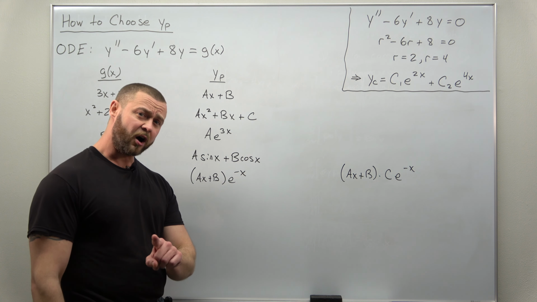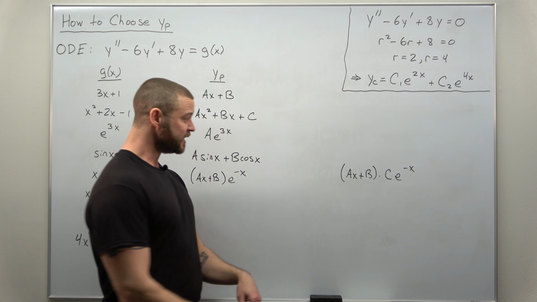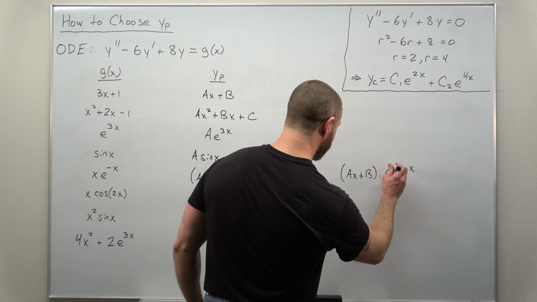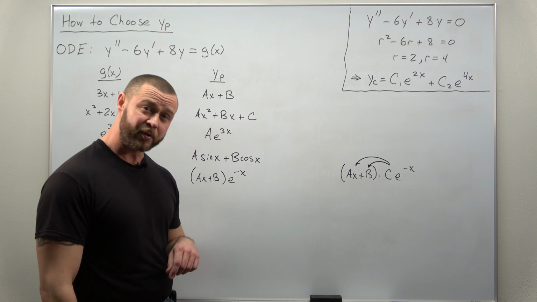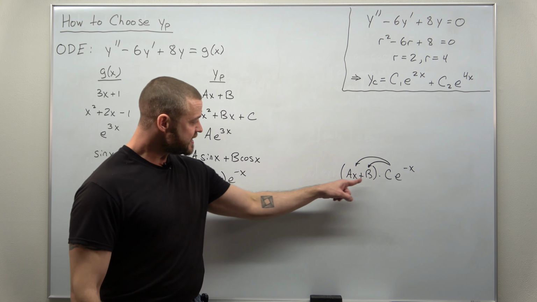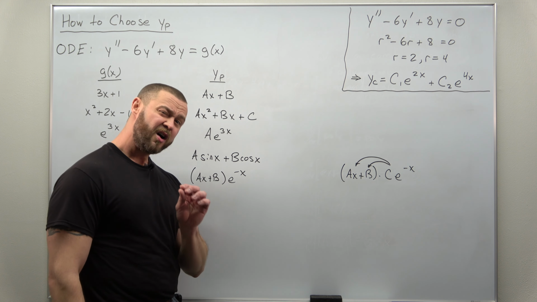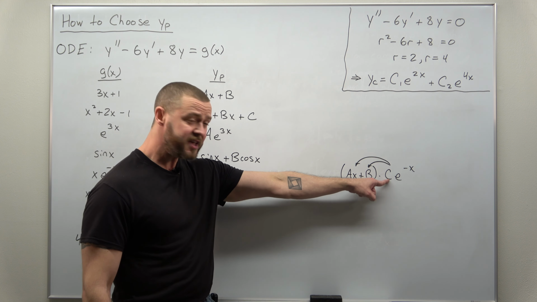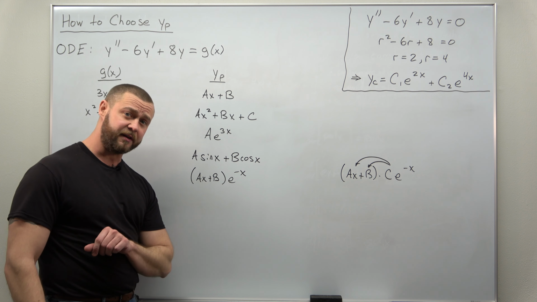And this is not wrong, but it's introducing unnecessary constants, because notice I can multiply this constant c into the parentheses, and c times a is another constant. So you don't need to include this c here, since this form already fully generalizes it.